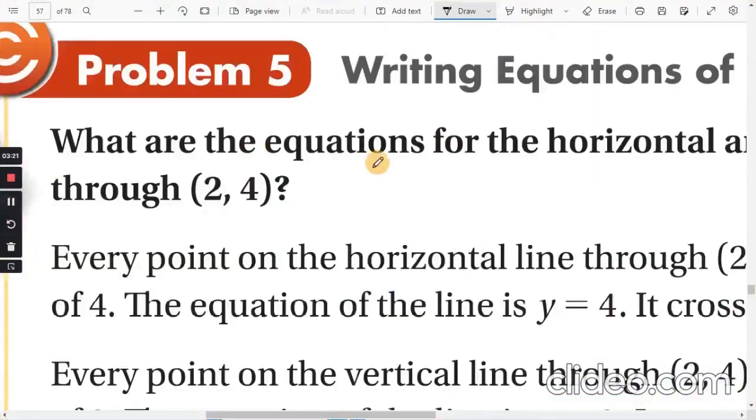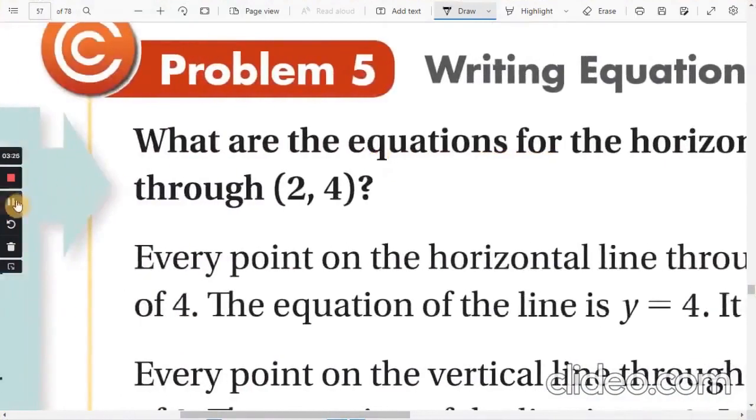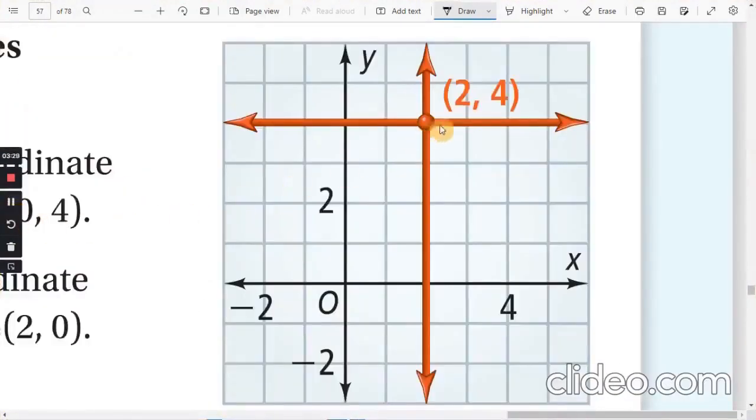Problem 5, what are the equations for the horizontal and vertical lines through 2, 4? So here's the graph of the horizontal and vertical lines through this point, 2, 4. See if you can write the line equation for each one. This equation here passes through the y-axis. So this is just going to be y equals. Well, what number does y equal? We can see it right here. It passes through the point y equals 4.